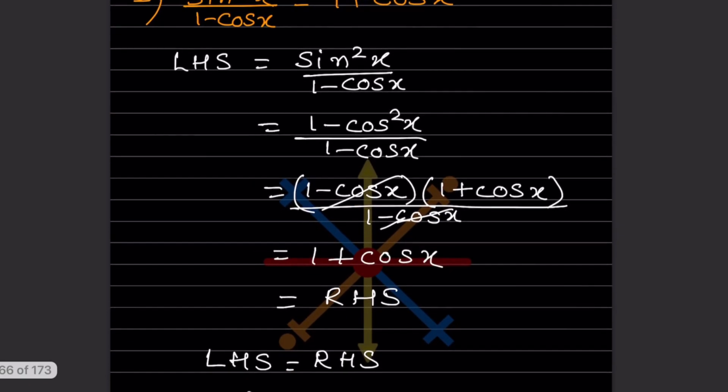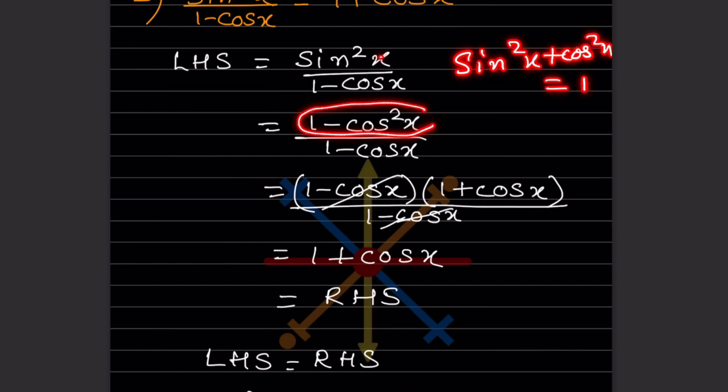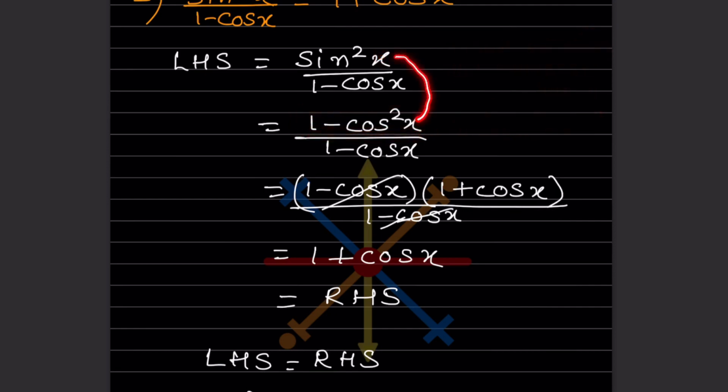Now in the next problem it said that sin square x by 1 minus cos x is equal to 1 plus cos x. So this is what is LHS. So now what we can do here, sin square x we can write as 1 minus cos square x, since sin square x plus cos square x is 1. So for this one we can write here 1 minus cos square x, and this we'll write as it is.